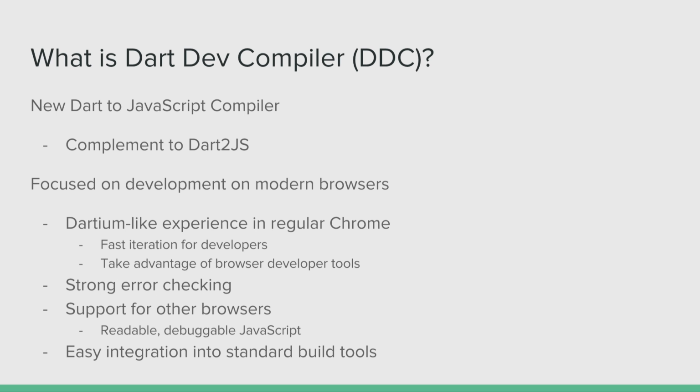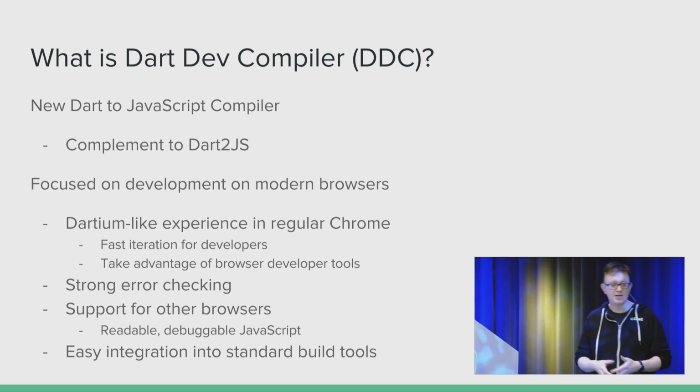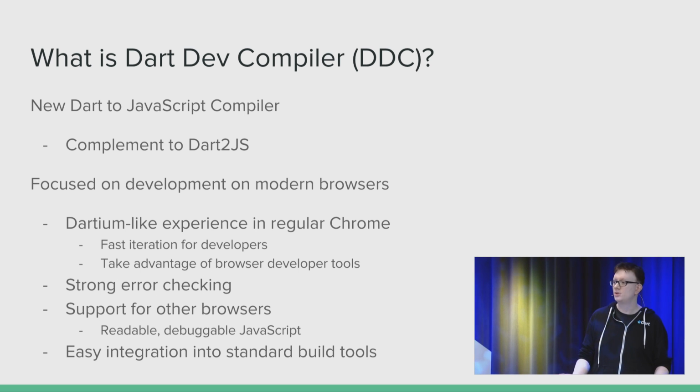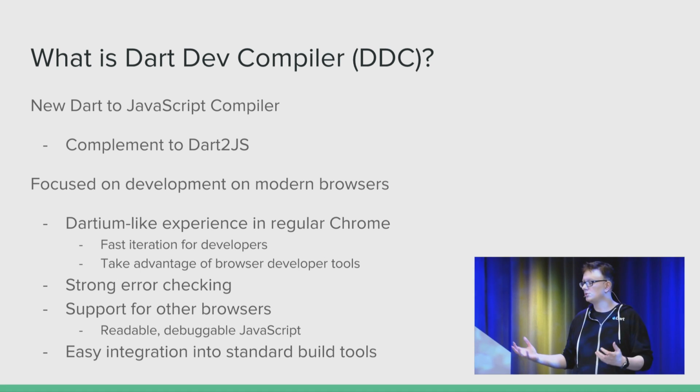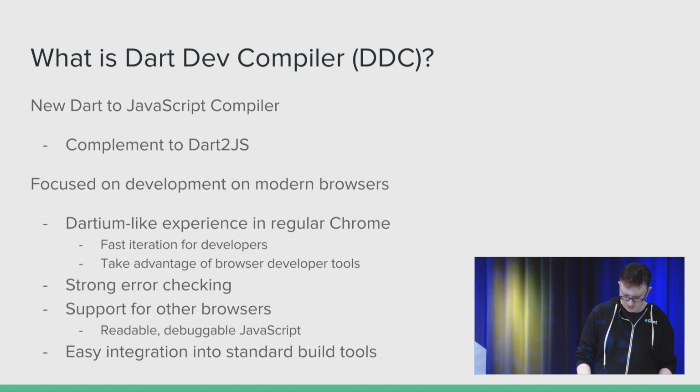We also want to support other browsers. This is what we can do by compiling to JavaScript quickly. And we have support for things like source maps, but we also want to make it possible to drop into JavaScript and see readable, debuggable JavaScript for people who need to go down to that level. And then finally, a theme I'll hit on a little bit later is we also want to make it very easy to integrate into any kind of standard build tool, whether it be our own internal tools at Google or any other tools. And I'll have a demo that talks a little bit about that.